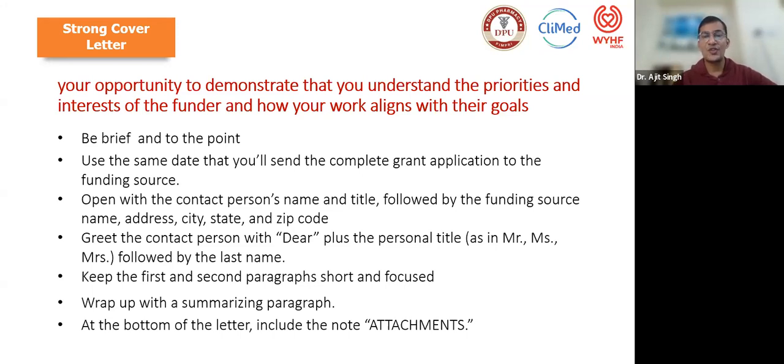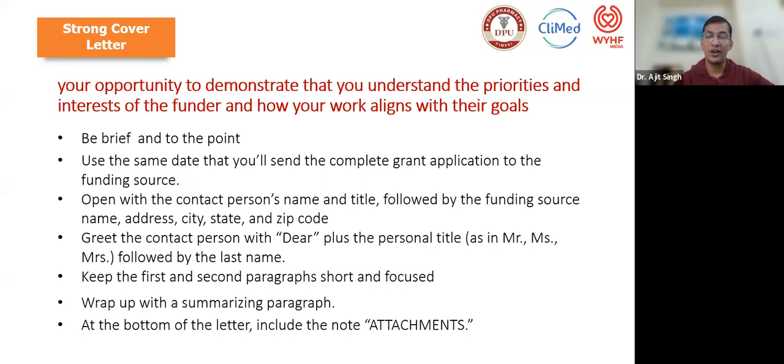So demonstrate the priorities and interest of the funding agency, what you are proposing to them, how you are going to execute it, and that you are eligible. These three things you have to focus on and convey. It will be read directly by the person who is heading the proposals or the grants at the funding agency. So this is how you can make your cover letters very strong.